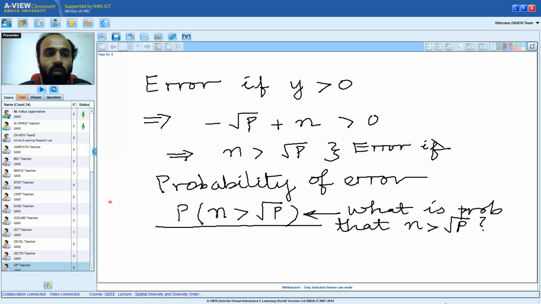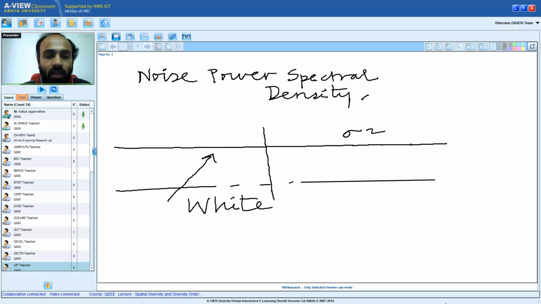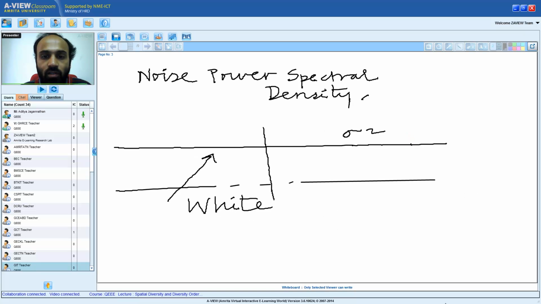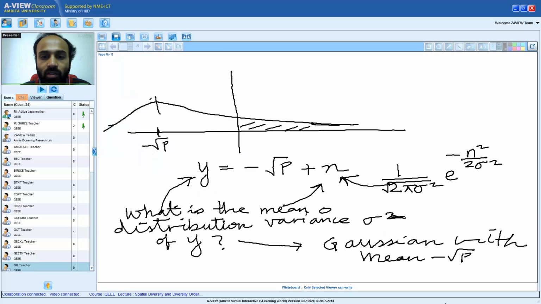Remember, what is the distribution of the noise? The noise is Gaussian distributed. Go back here, we said noise is Gaussian distributed with mean 0 and variance sigma square. Therefore, the distribution of the noise, that also we have written down, is 1 by square root of 2 pi sigma square e power minus n square by sigma square.